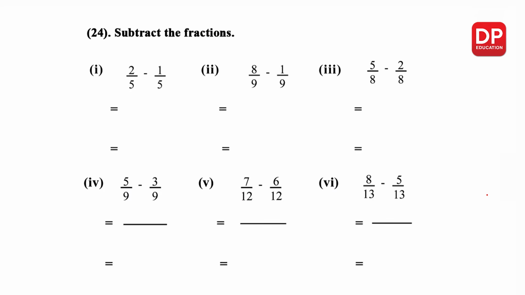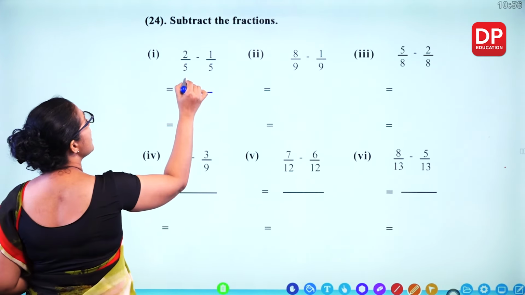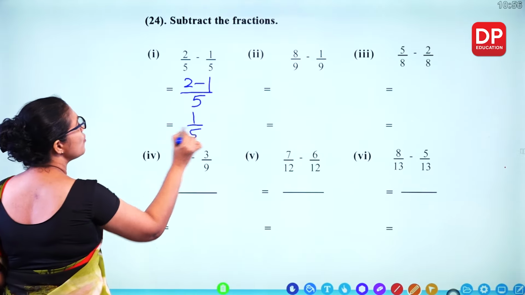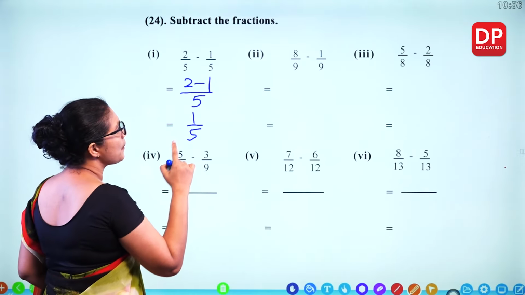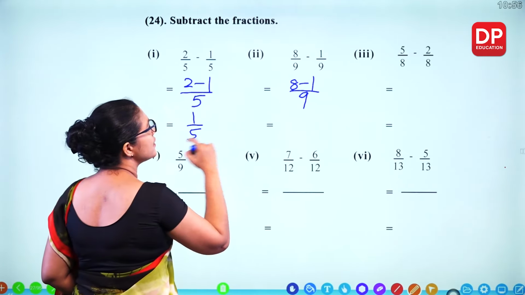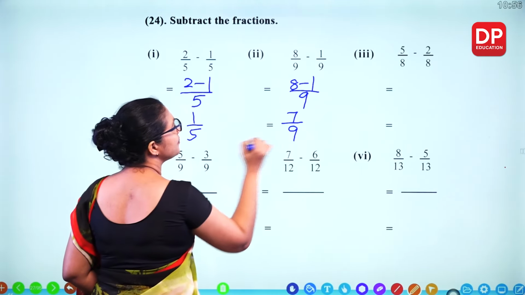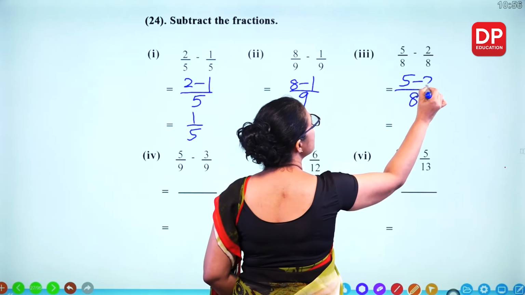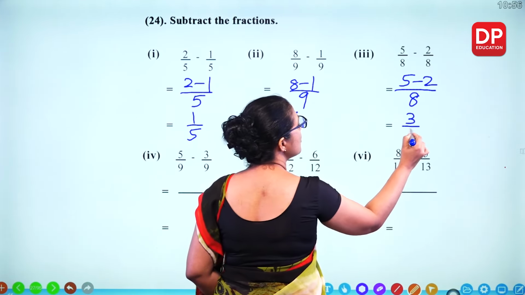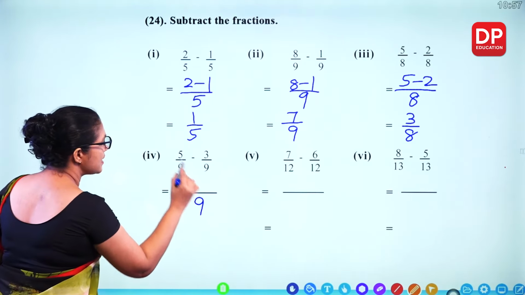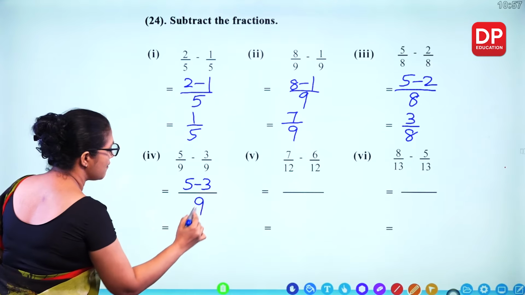Now what do we do in subtraction? Same thing. We write down the denominator and subtract the numerator values. 2 minus 1, now you get 1. 1 over 5. Same denominator, now subtract the numerator values. 8 minus 1, 7. Same denominator, you subtract the numerator values. 3 over 8. Same denominator, subtract the numerator values.